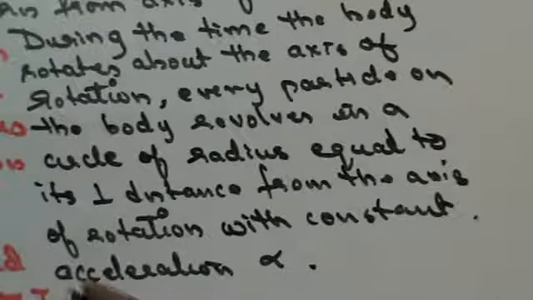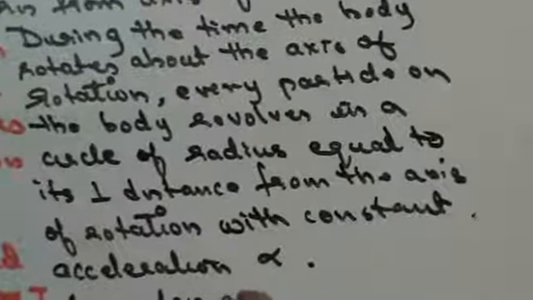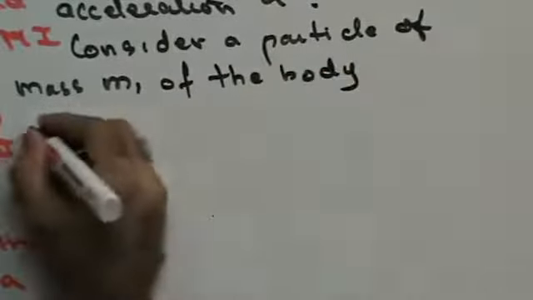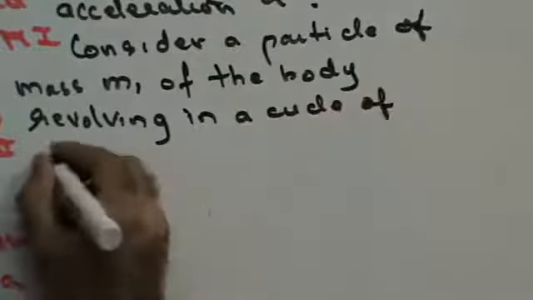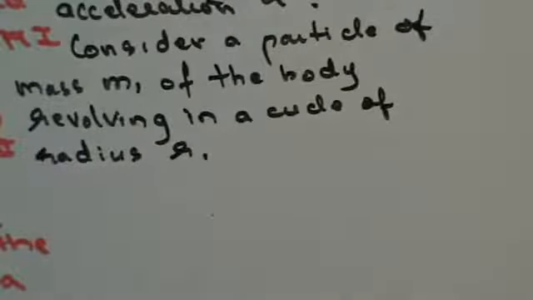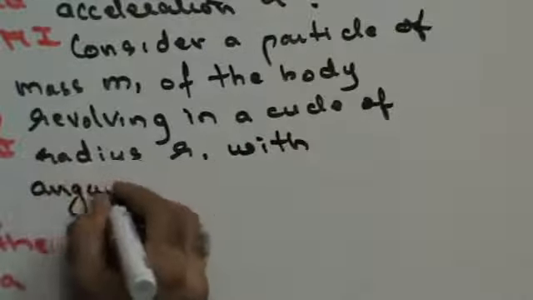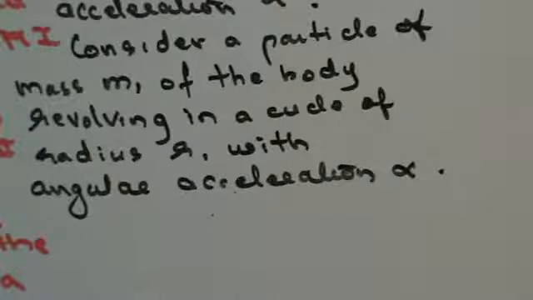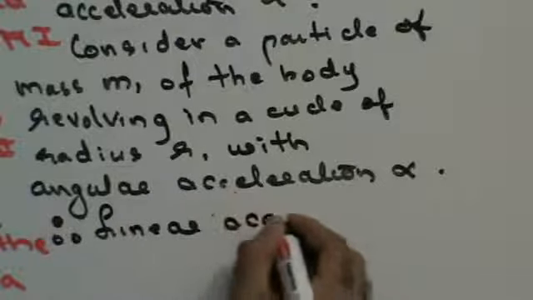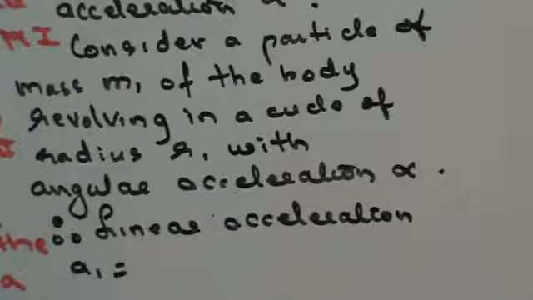So now I'm going to consider the UCM theory. Consider a particle of mass m1 revolving in a circle of radius r1 with angular acceleration alpha. Right? So in which case I can therefore say that the linear acceleration a1 will be nothing but r1 into alpha. This is my relationship between linear acceleration and angular acceleration.